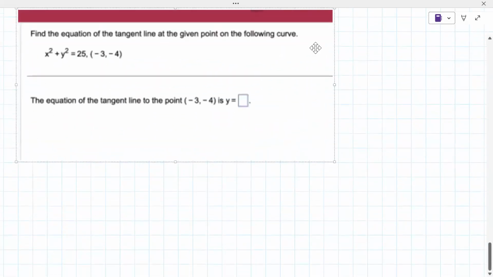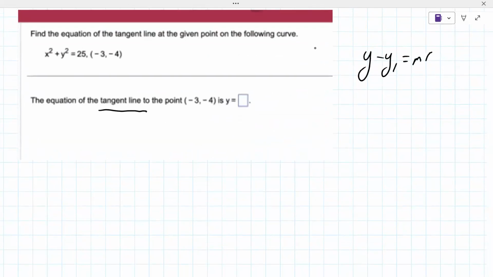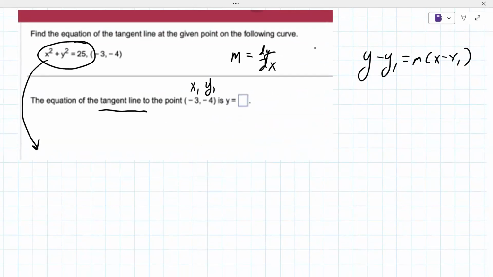Okay, this one wants the tangent line, which is y minus y1 equals m times x minus x1. You'll remember from before, m is the derivative, dy dx. We already have an x1 and a y1. So we just have to find the derivative of this, which is what we were doing in the previous problem. So the derivative of x squared is 2x. The derivative of y squared is 2y dy dx. Just like x squared, you take the derivative, that's 2x. y squared is just like x squared, except you have to add in a dy dx.